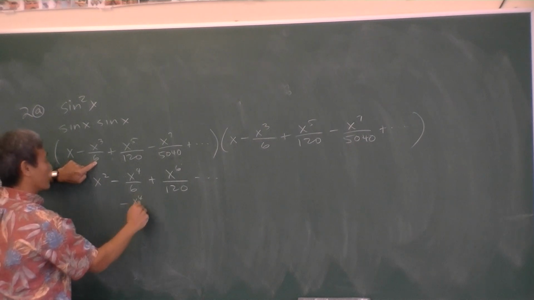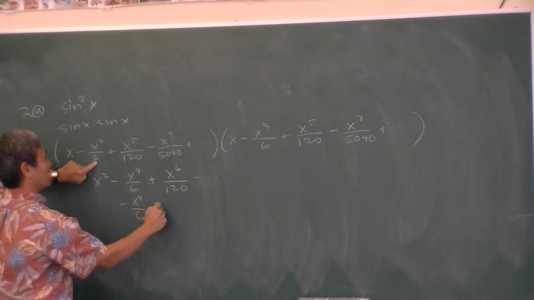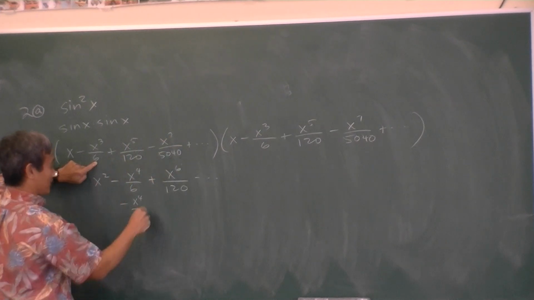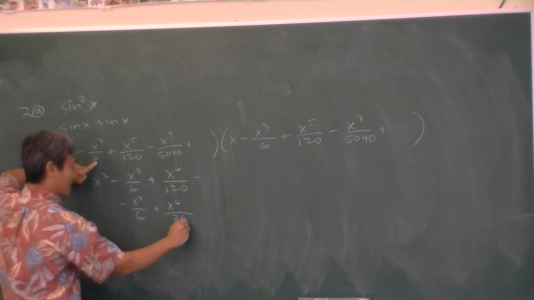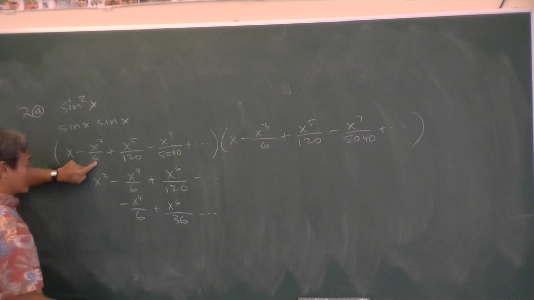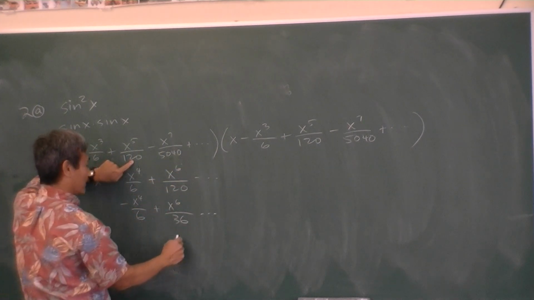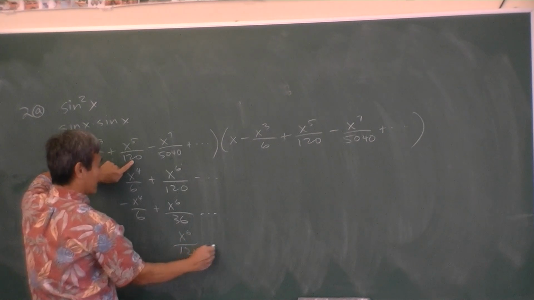Minus x to the 4th over 6. I'll give you a hint. A negative times a negative equals a positive. Plus x to the 6 over 36. And hopefully, I don't want to touch those. And then take this term, distribute. Over 120. Dot, dot, dot.